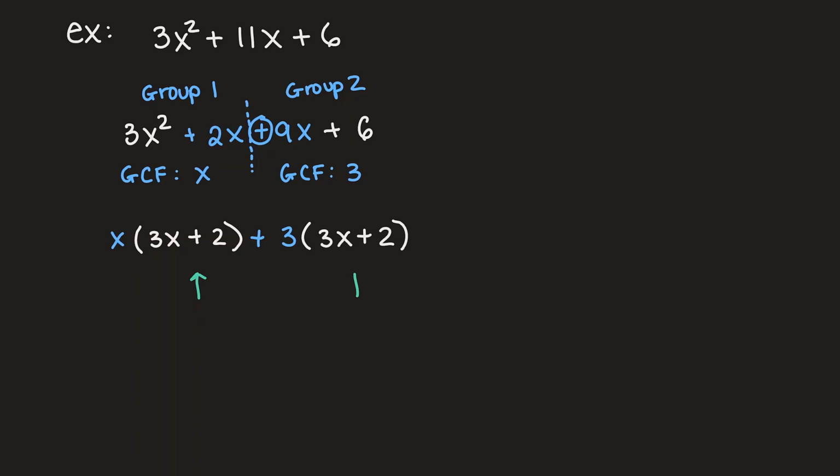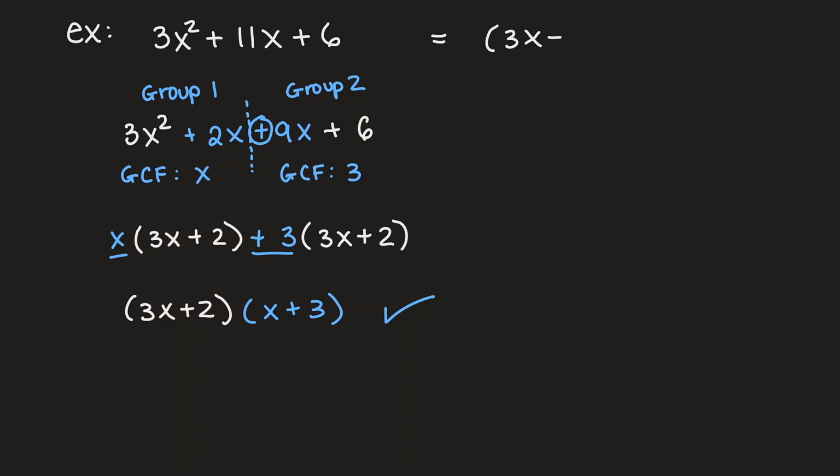Now that we have this binomial in common, we can factor this out, and we write what remains next to it in parentheses. And we're done. Now we have factored the polynomial. Therefore, the factored form of 3x squared plus 11x plus 6 is 3x plus 2 times x plus 3.